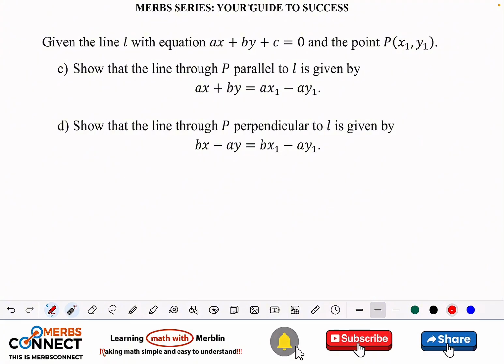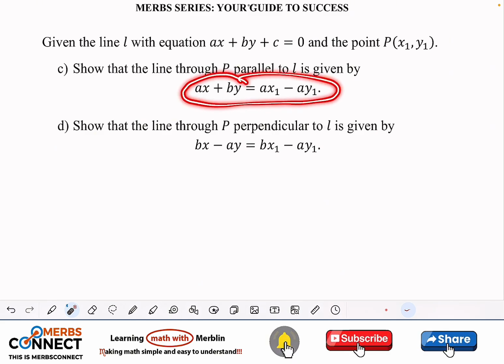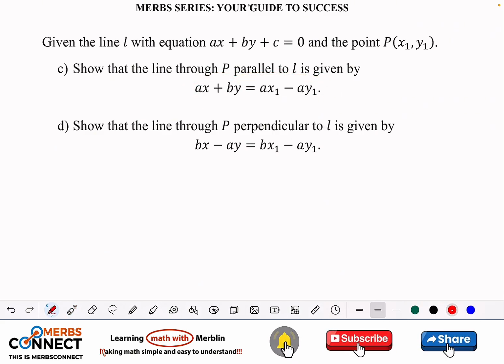Okay, so here, given that L with equation this, and the point this, so we have the equation of the line and we have this point here, right? What you want to do is show that the line through P, this one, this equation of the line here through P here, is parallel to the other line. And it is given that the equation of the line is this, right? So let me just try and do that.